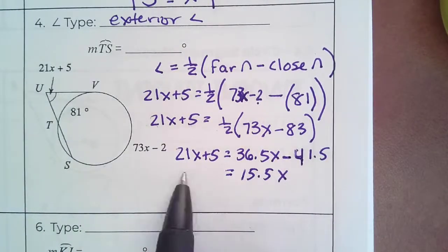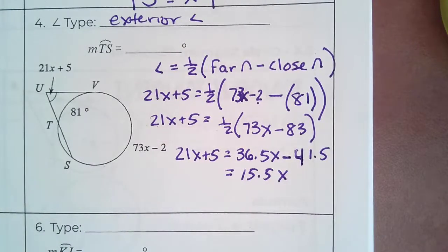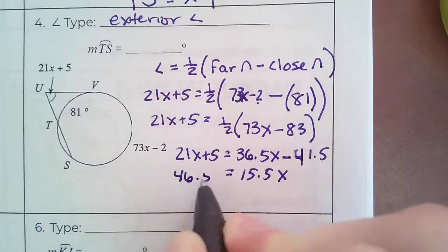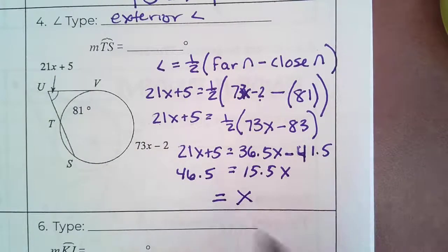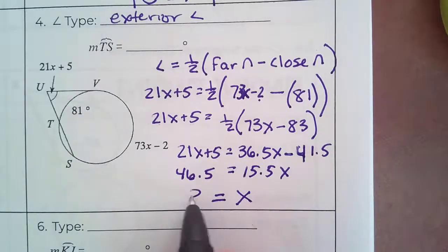Now if I add 41.5, 5 plus 41.5, so 46.5, divide by 15.5. You guys let me know what you get. 46.5 divided by 15.5. Three. Yes.